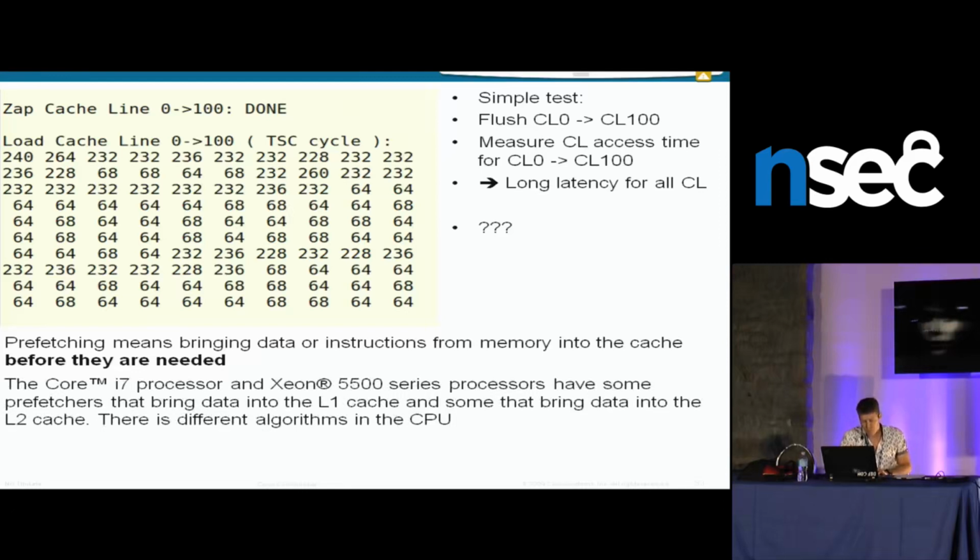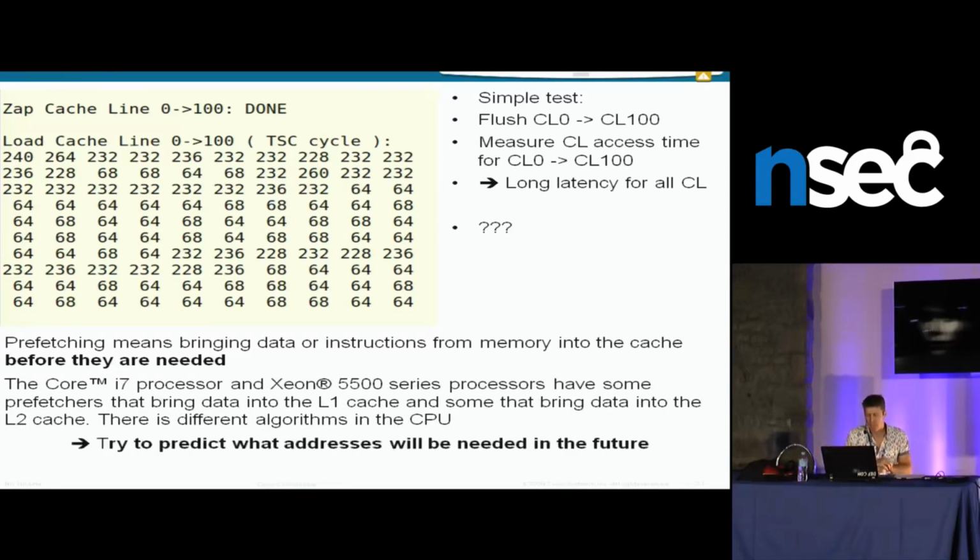The system I was using had some fancy algorithm for L1 and L2. They are different, but at the end of the day, prefetching means those algorithms are trying to predict in advance what address will be needed in the future. So for the stale operations, the processor just fetches those addresses so that it speeds up the execution, hopefully, if the algorithms are good.